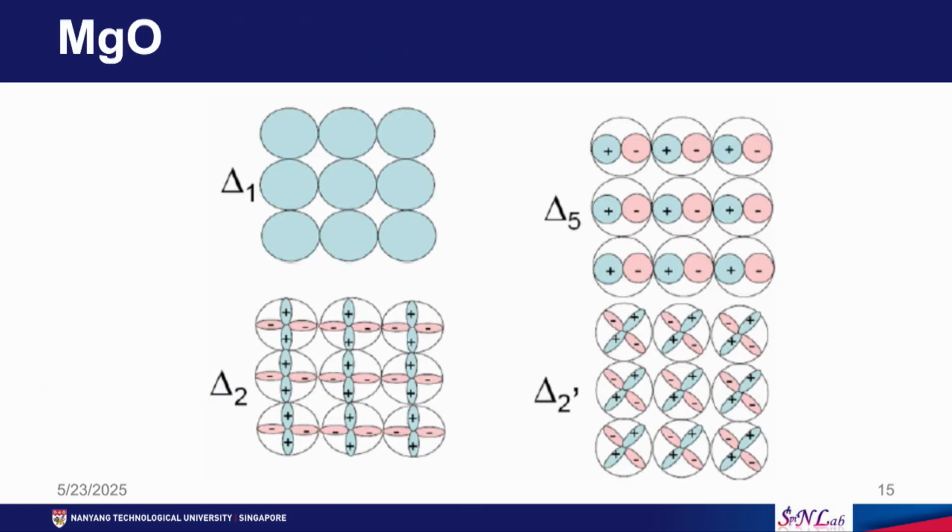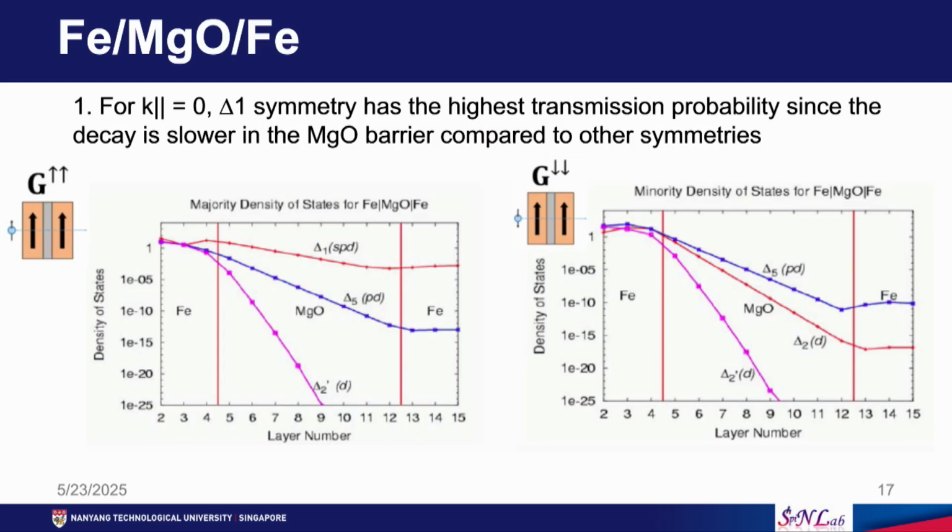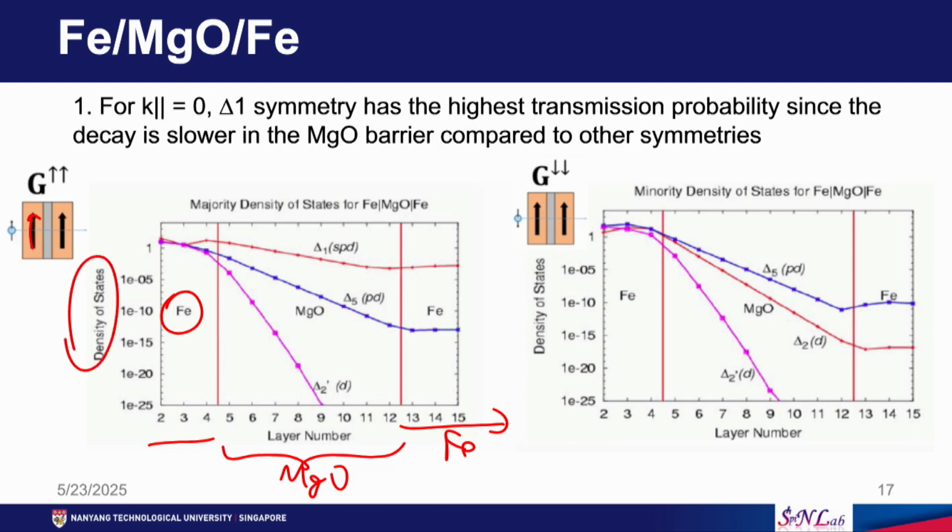Okay. So they look at various symmetries. Let me jump through many slides. Okay, now let us come here. So here we are talking about layer number. For example, this side represents the iron layer, one side of the magnetic tunnel junction, and from here onwards it is again iron, the other side of the magnetic tunnel junction, and this region represents the magnesium oxide layer. And this picture shows the density of states for the parallel configuration.